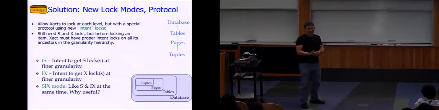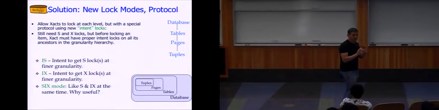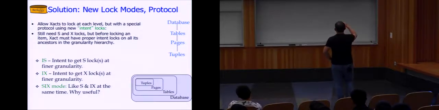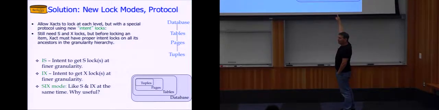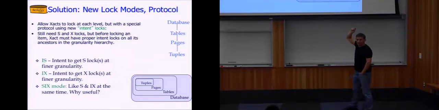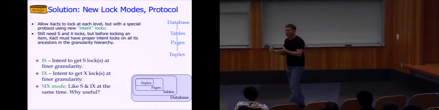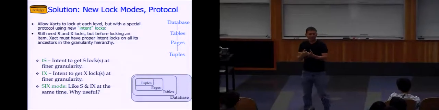And then SIX is the combination of I want a shared lock on the entire container and an intent for an exclusive lock on a little piece of it. So if I get a SIX lock on, say, a table, what I'm saying is I want a shared lock on the entire table with an intent to get an exclusive lock, say, on an individual tuple. Okay? Why would you want to have this special SIX mode? Why would that be a common case that we would actually put it together, that I want both S and IX together?